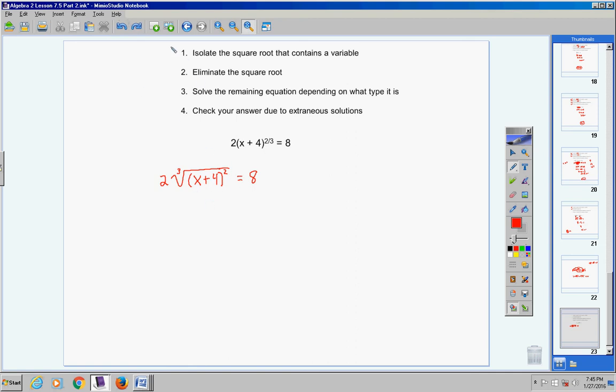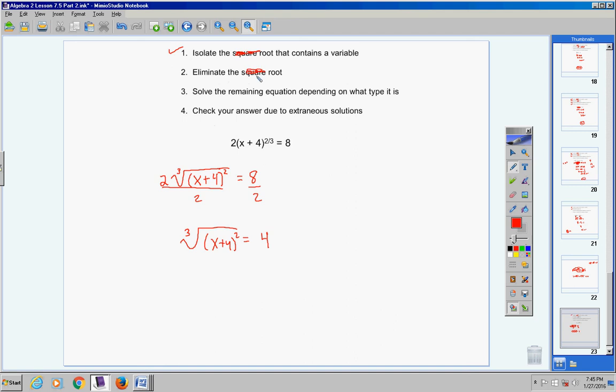Here we go. Step 1, isolate the root. Alright? Well, there's a 2 I've got to get rid of. It's multiplying, so I divide both sides by 2. And I'm left with the cubed root of x plus 4 quantity squared equals 4. 8 divided by 2. Now, is the radical isolated? Yes, it is. Next, eliminate the radical.